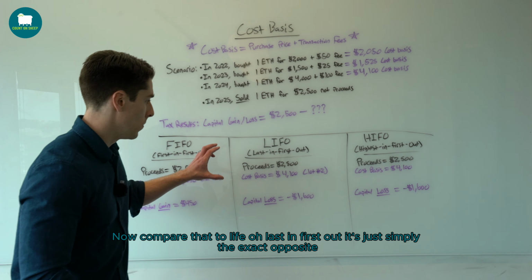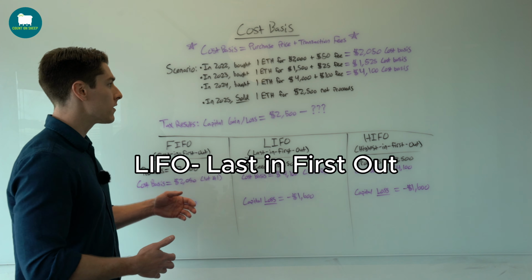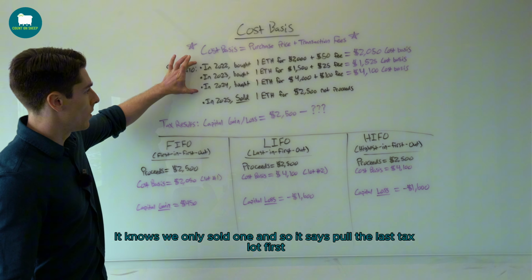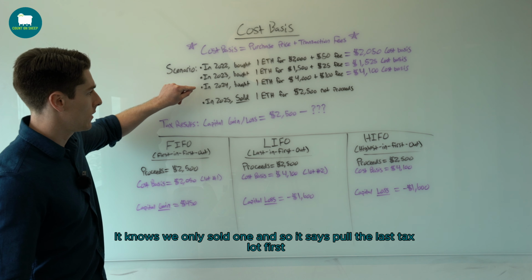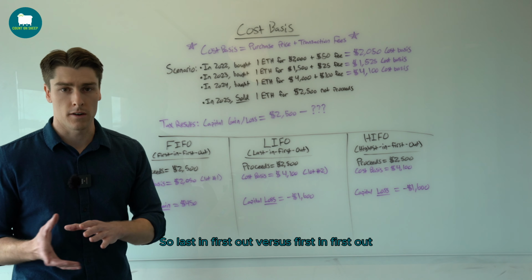Now compare that to LIFO, last in, first out. It's simply the exact opposite. So it looks at all of our tax lots, it knows we only sold 1, and so it says pull the last tax lot first. So last in, first out versus first in, first out.